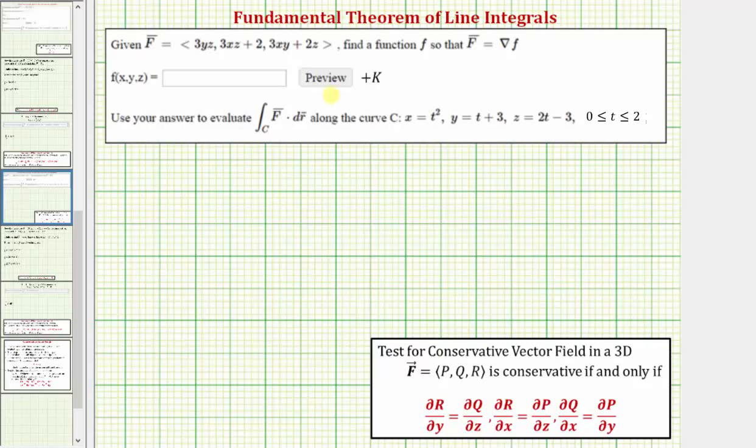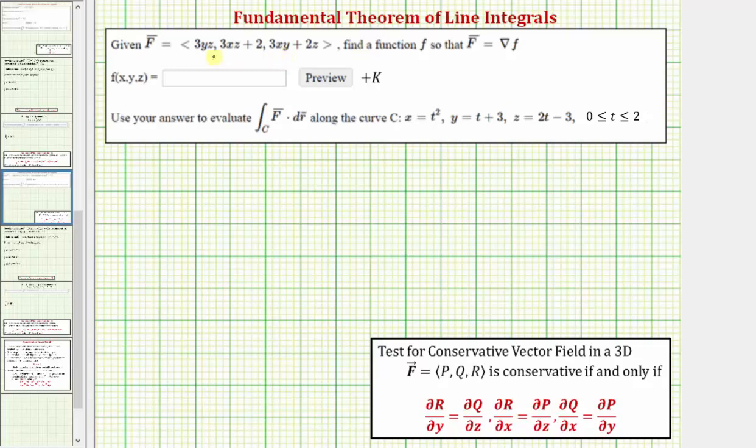We're given the vector field F and asked to find a function little f so that the vector field F equals the gradient of f. Because we're told to find the function little f, which is called a potential function, we can assume that the vector field F must be conservative, otherwise we would not be able to find the potential function little f.